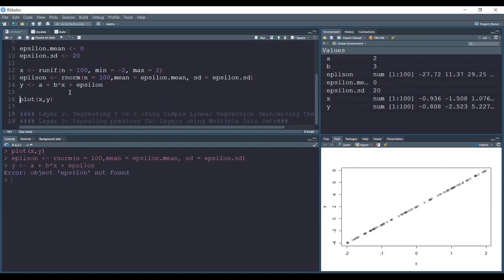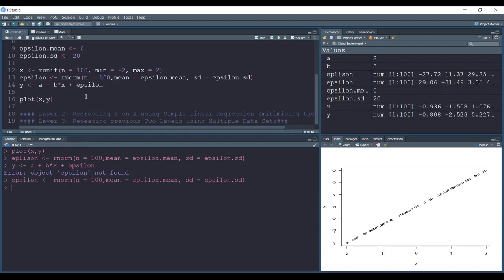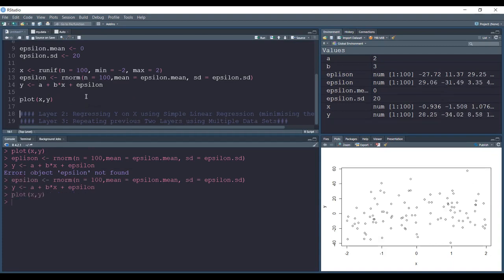Epsilon y. And that didn't work. I must have a typo, right? So this is epsilon. Now we have this. And if I plot, now this is our random data.